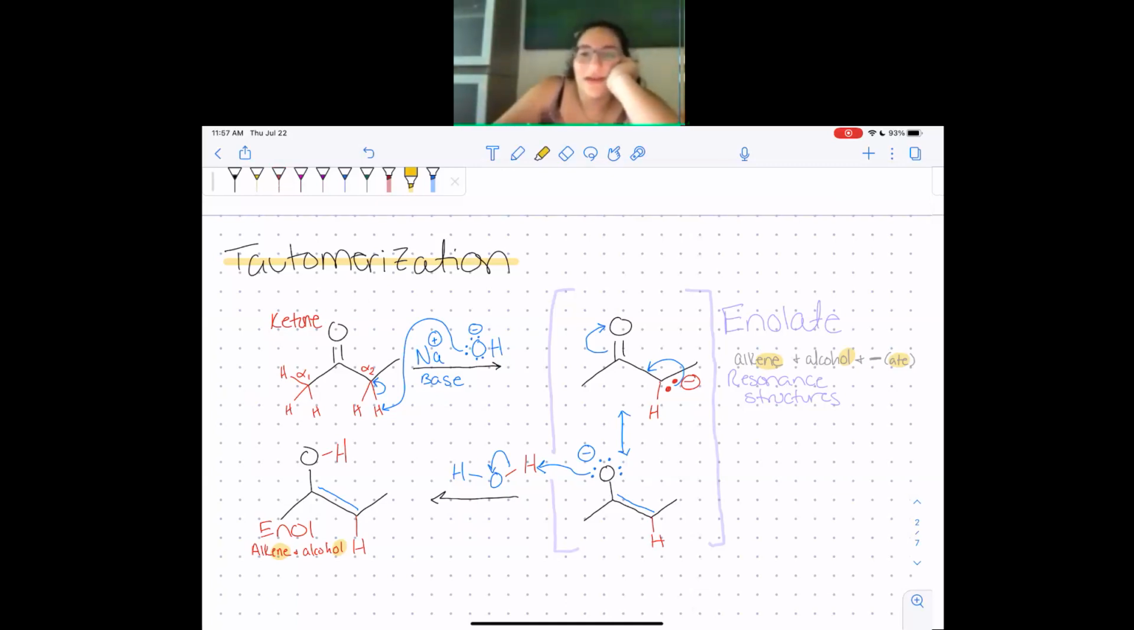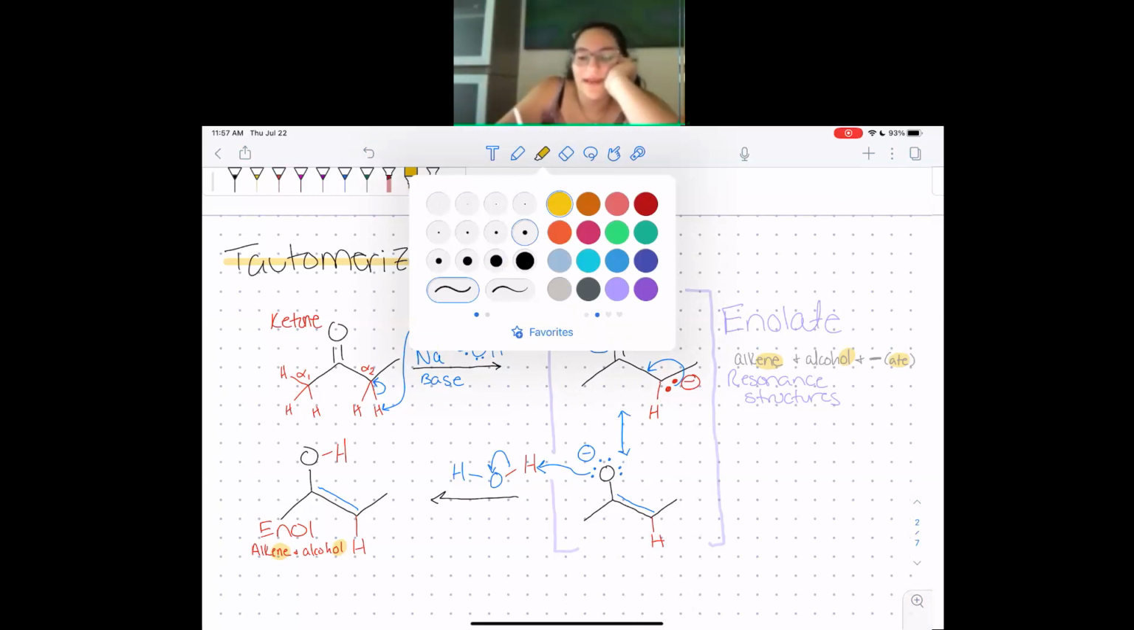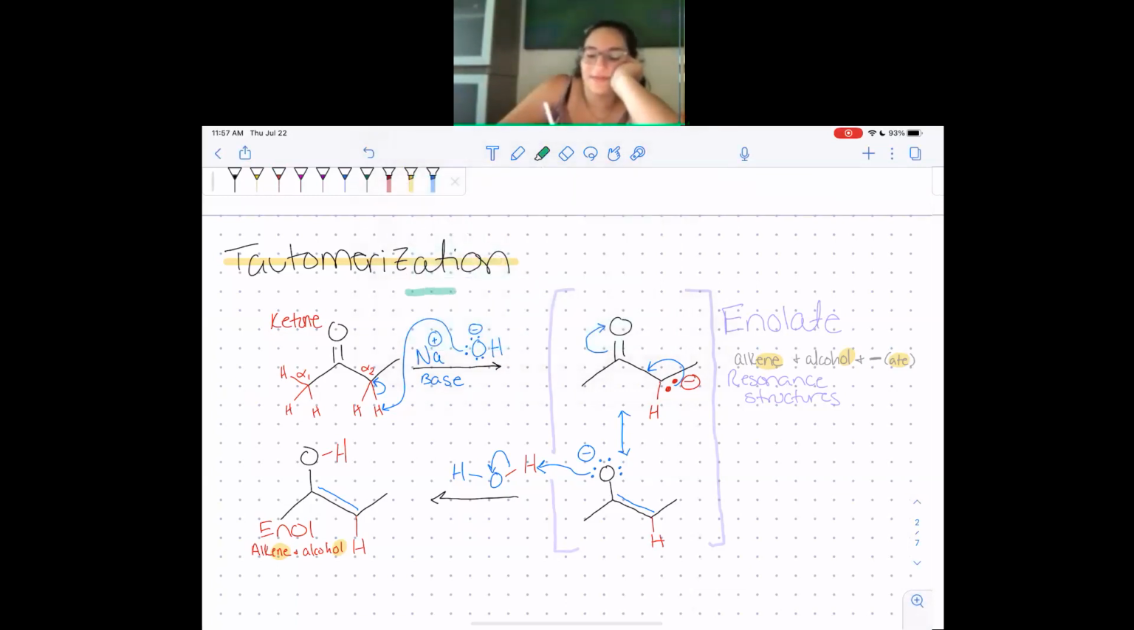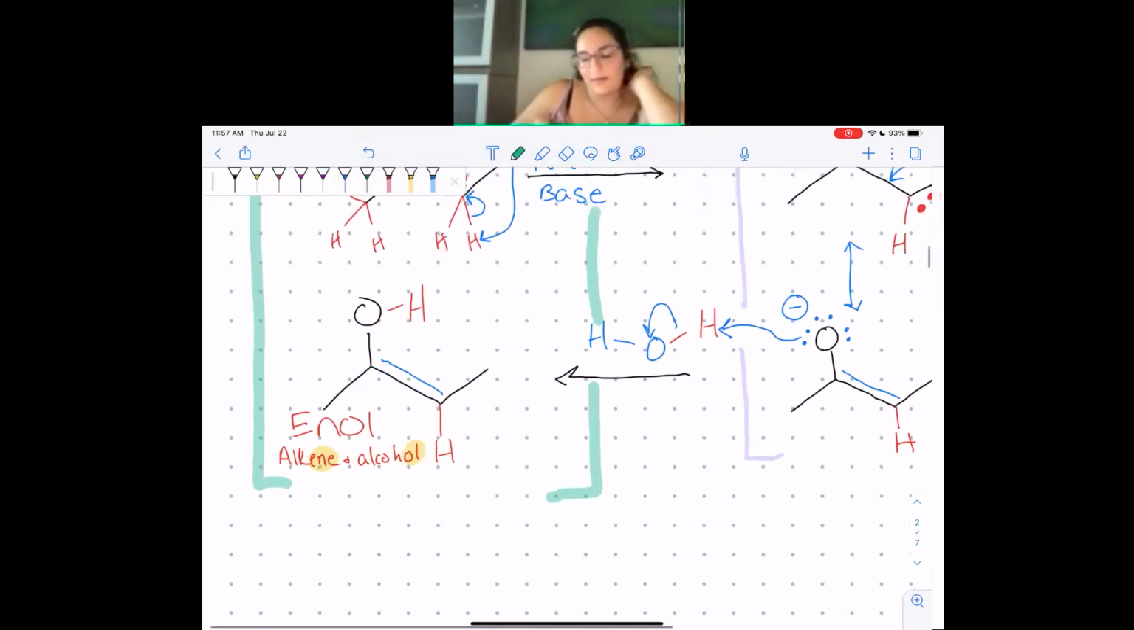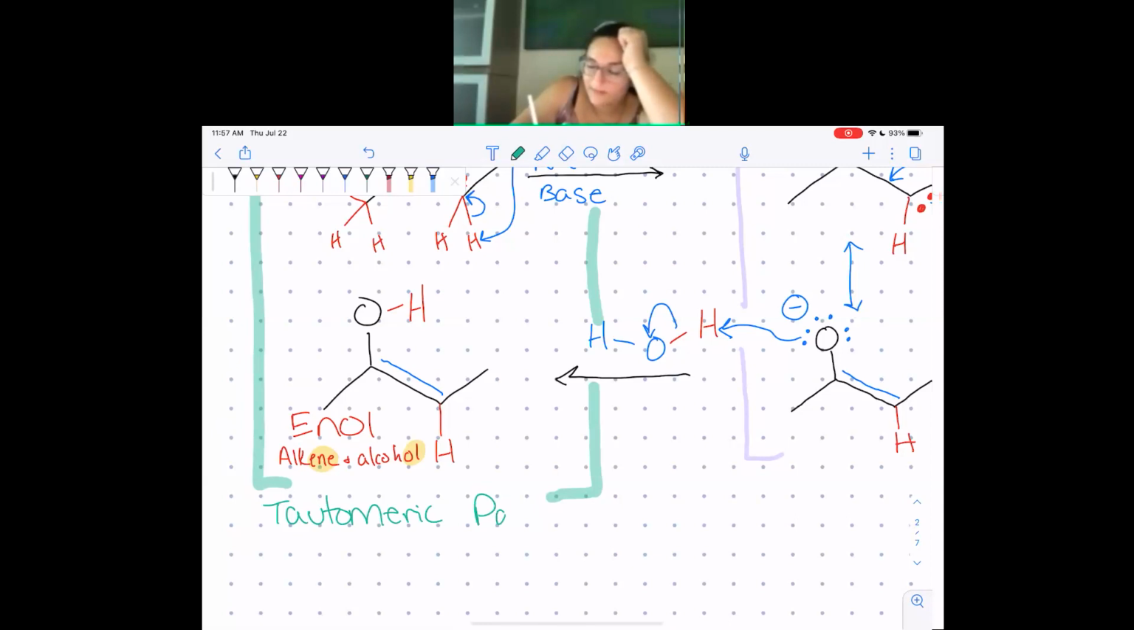All right, so we're actually going to talk about another pair, and there's entirely too many things going on here, but that is okay. So this right here, we're going to call our tautomeric pair. So it's the ketone enol tautomer pair.